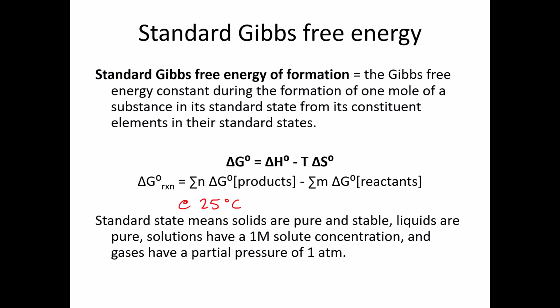So we can calculate delta G for a reaction by taking delta G of the products minus delta G of the reactants at 25 degrees Celsius under standard conditions. Therefore, we have this little 0 next to our delta G when we're at standard state or standard conditions.